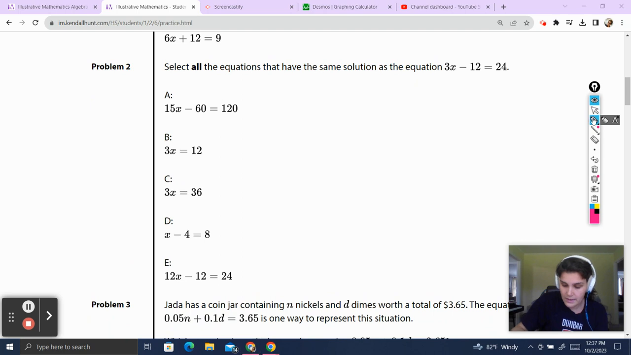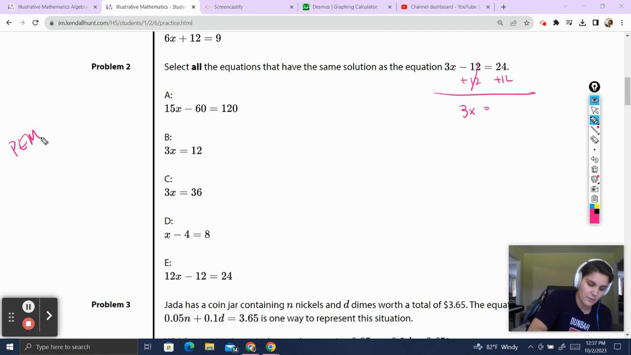Select all the equations that have the same solution as the equation above. So step number 1, I'm going to solve the equation above so I know what the correct answer is. I want to isolate the x. So first, I'm going to add and subtract. When you are solving an equation, you almost always use PEMDAS, our order of operations, but we're going to do it backwards.